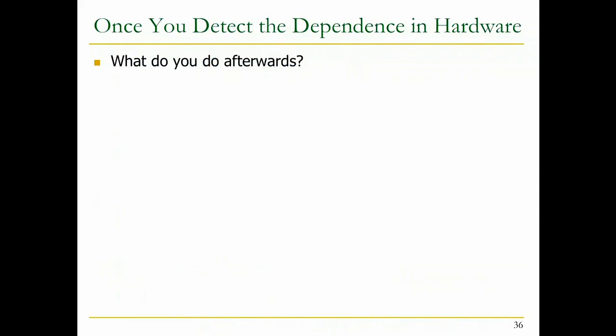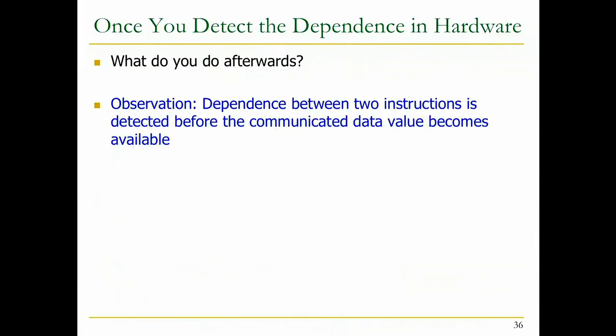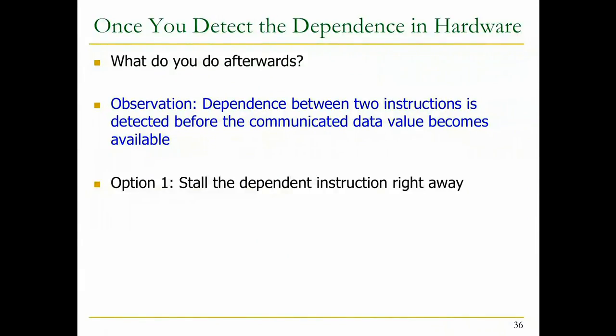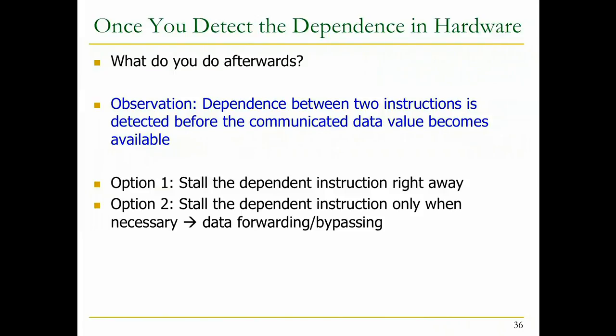Okay, once you detect the dependence in hardware, what do you do afterwards, right? We've covered some of these, but we'll go into a little bit more detail right now. Basically, dependence between two instructions is detected before the communicated data value becomes available, right? The option 1, this slower option, stall the dependent instruction right away. As we discussed, it's a bad idea. Option 2 is stall the dependent instruction only when it's really necessary. Basically, forward the data from the appropriate stage. And there could be other options.